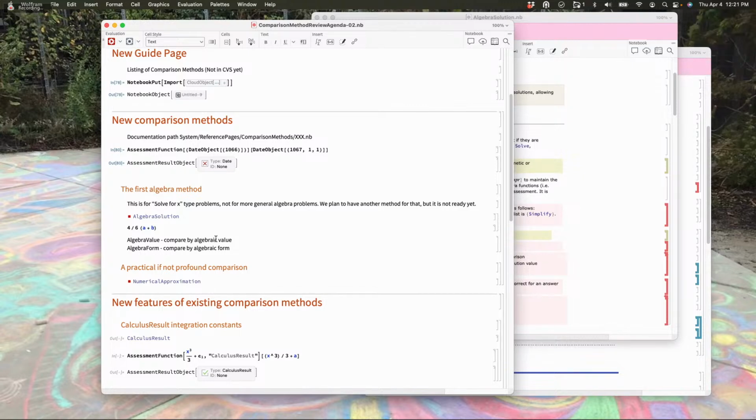Okay, so compare by algebraic value without algebraic transformations, right? Well, is x squared minus 1 equal to x plus 1 times x minus 1 according to algebra value? Yes. It is equal. All that this cares about is that in your solution you're not putting in solve or things like that. Okay, all right.